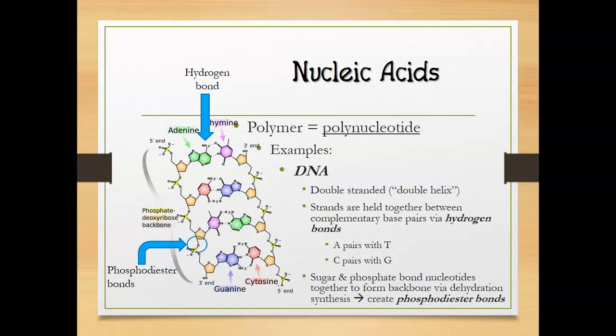So this one's actually got 2 bonds you gotta know. The hydrogen bonds that are holding your bases together, but then you've also got these phosphodiester bonds that are holding the phosphate from one nucleotide, which is right here, to the sugar of the next nucleotide above it. So phosphodiester bonds are what's going to hold those sugars to those phosphates and keep the sides of your ladder together.